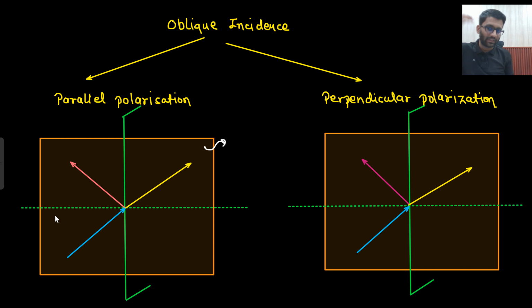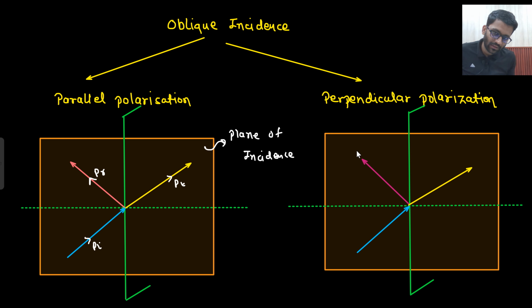So in this plane only you can see I have made the incident wave, reflected wave, and transmitted wave. So this is my plane of incidence. Same goes here, plane of incidence. And this is your boundary plane.